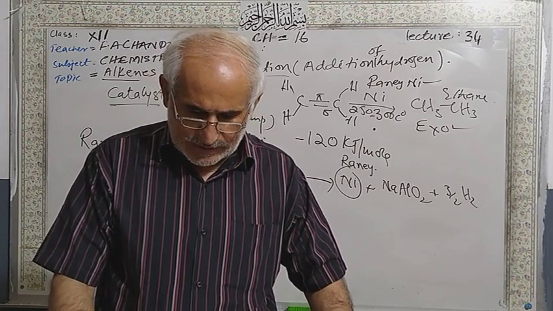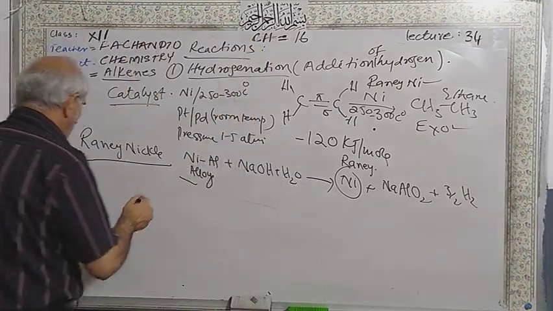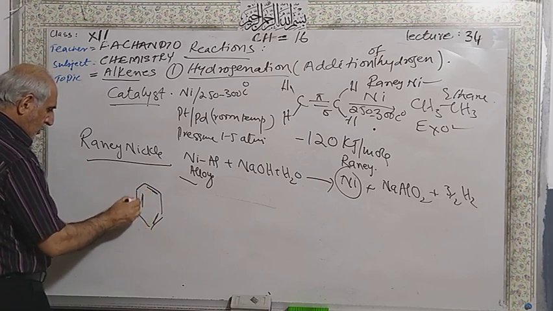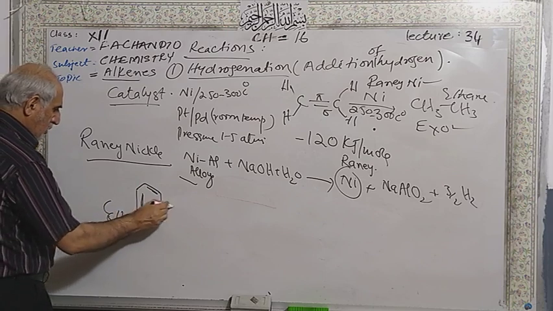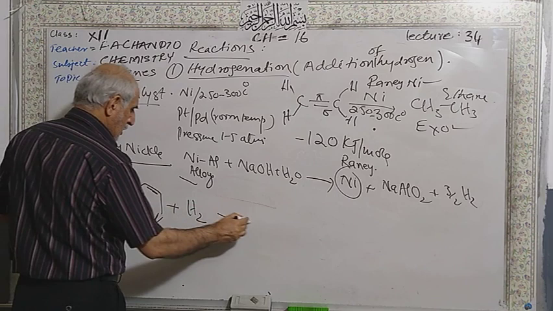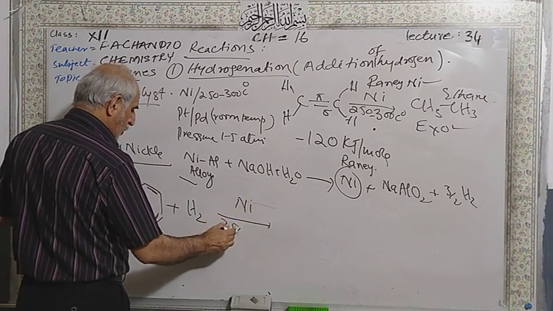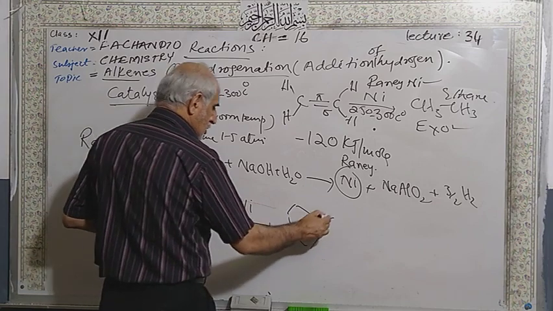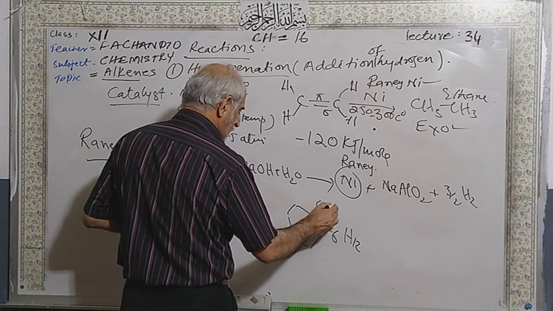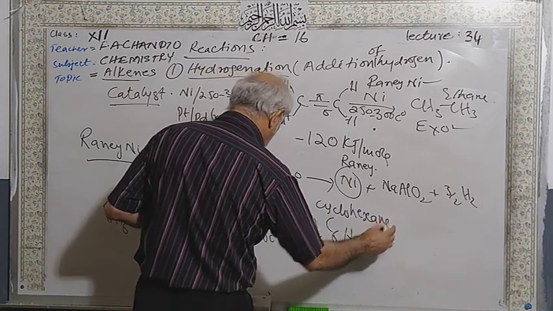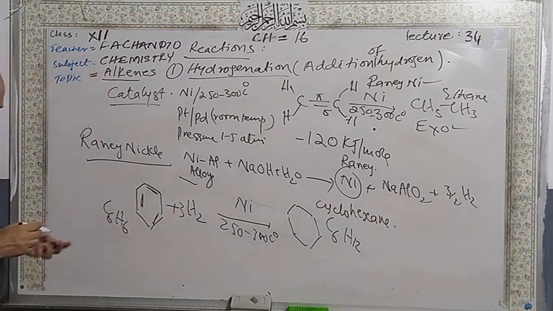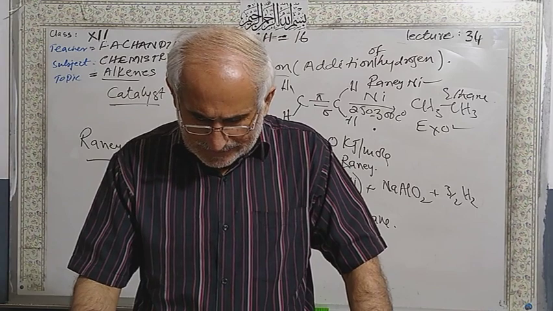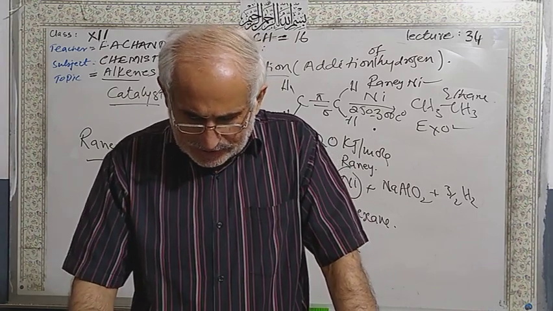So students, this is the hydrogenation. Or if you have benzene, C6H6, pass hydrogen gas under the influence of Raney nickel at 250 to 300 degrees centigrade, you will get cyclohexane, C6H12. It means you add 6 hydrogen atoms. This is also called hydrogenation. So catalytic hydrogenation of alkenes is used in the laboratory as well as in industry.